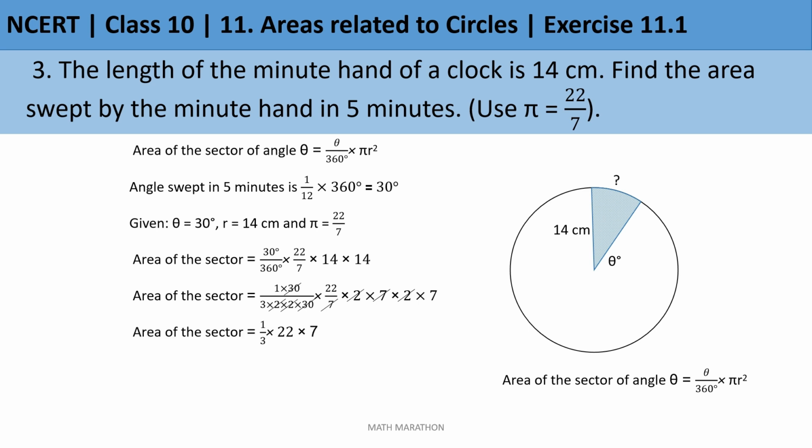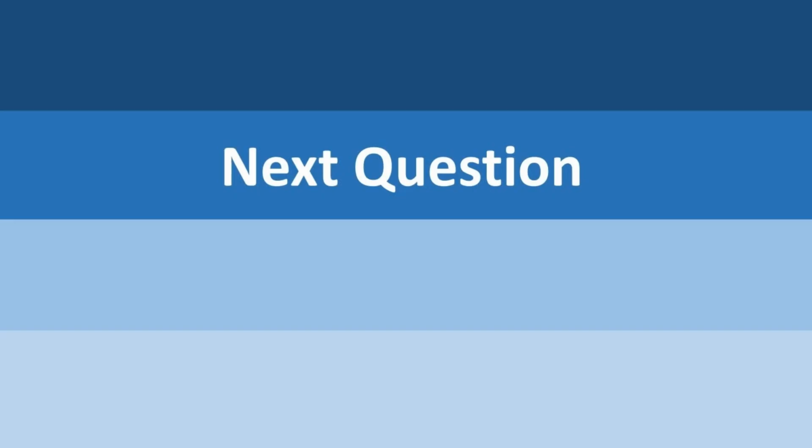Area of sector is 1 by 3 multiplied by 22 multiplied by 7. Area of sector is 154 by 3 centimeter square. Let us see next question.